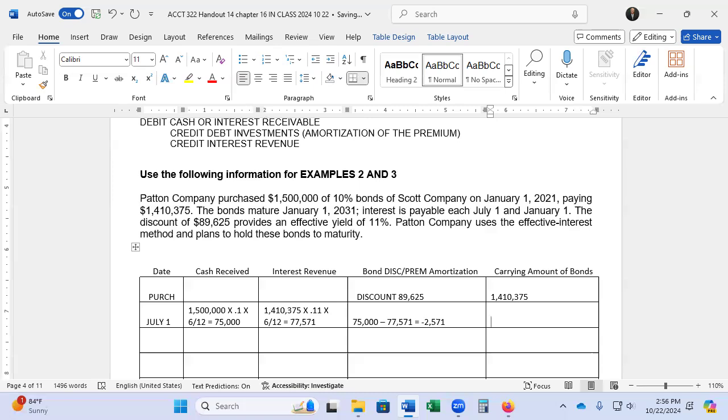And this increases the carrying amount of our bond. So we have 1,410,375 plus the 2,571, and that equals 1,412,946.